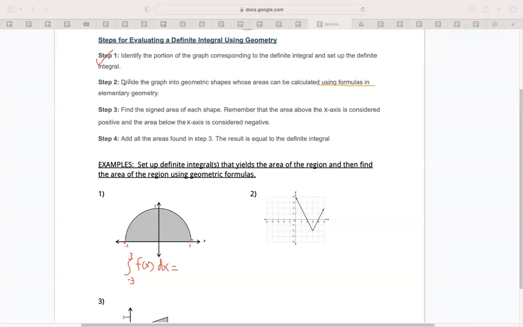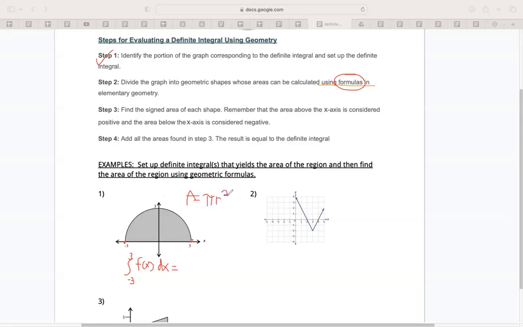Okay, step two, divide the graph into geometric shapes whose areas can be calculated using formulas in elementary geometry. In this case, we don't have to split it up into different geometric shapes. That's going to be when we get to number two. Right now we have a shape. This is a semicircle. And so if we know the formula of a semicircle to find the area, then we can go ahead and just find the area of this particular shape. So maybe you don't know the area of a semicircle, but maybe you remember the area of a regular circle. The area of a circle, just in case you forgot, is pi r squared.